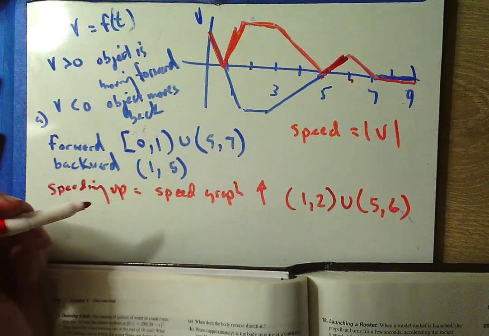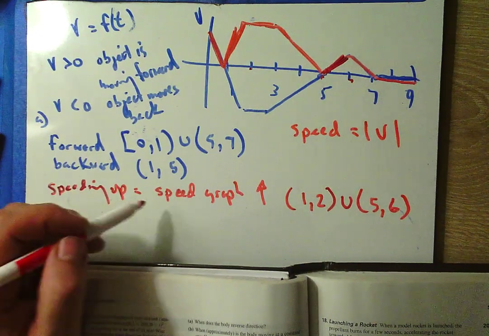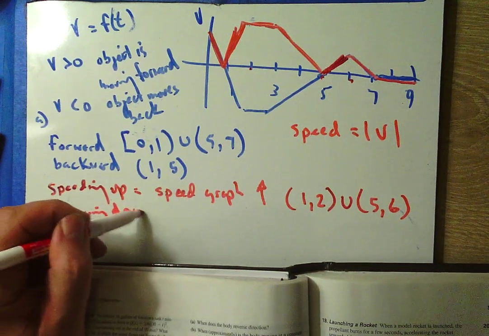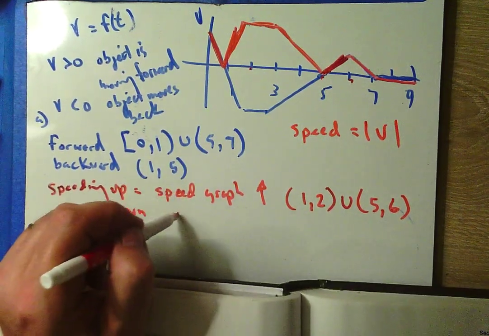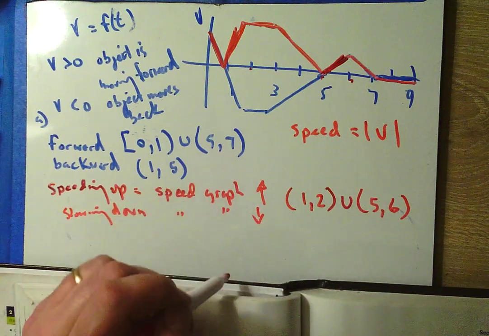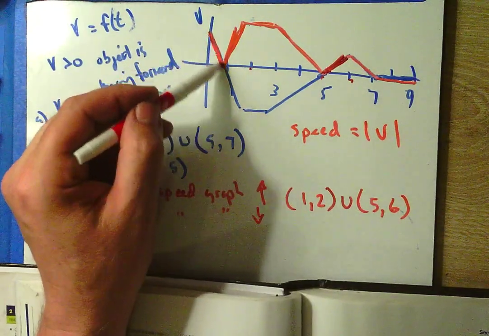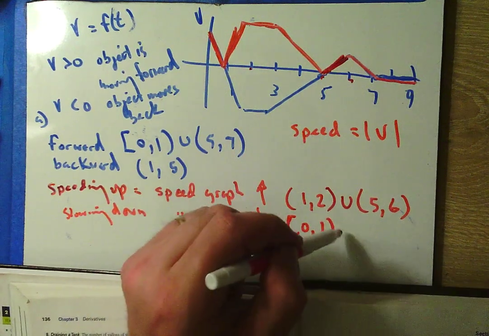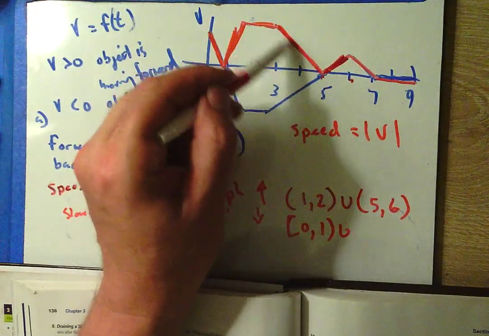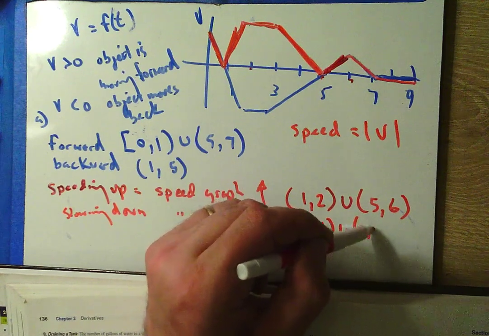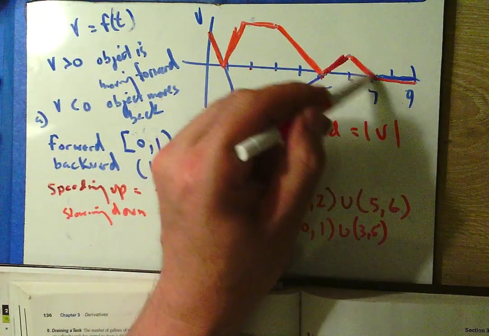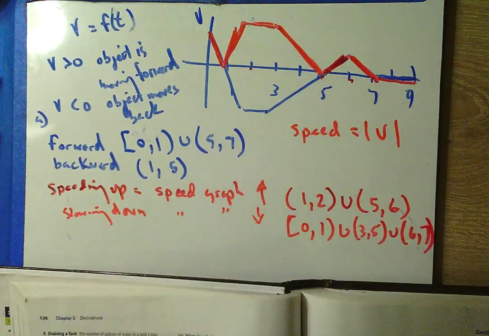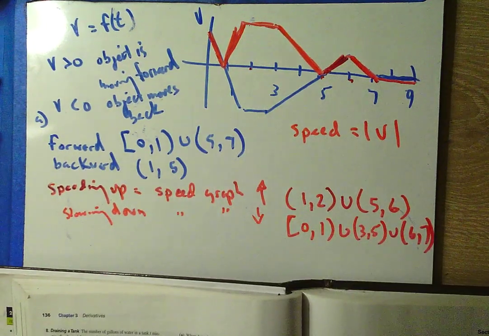And when is this thing slowing down? I imagine is the next question. Yes. So, slowing down, we're looking for the speed graph to be decreasing. And we see that happening over here from 0 to 1. And we see it over here from 3 to 5. And we see it over here from 6 to 7. Okay, so all that was part A.